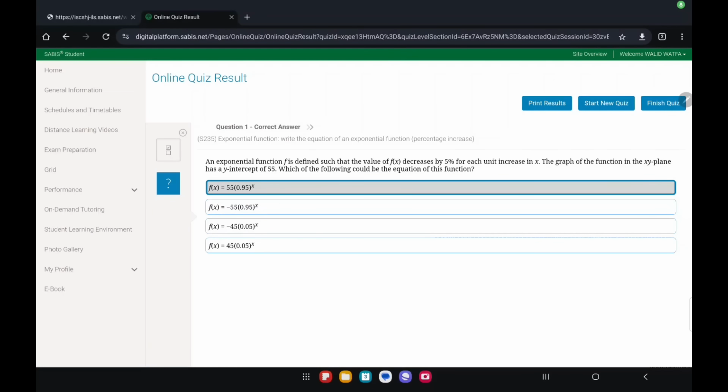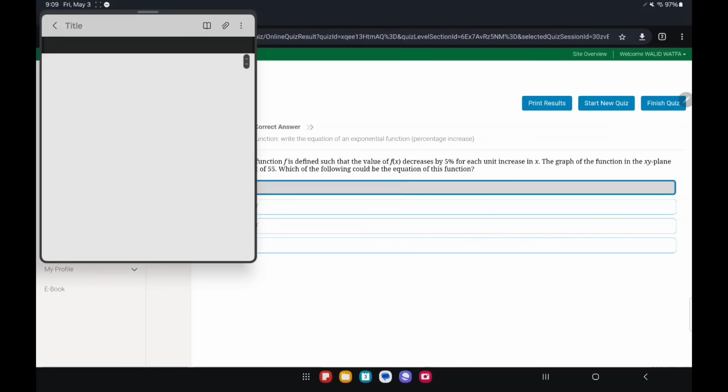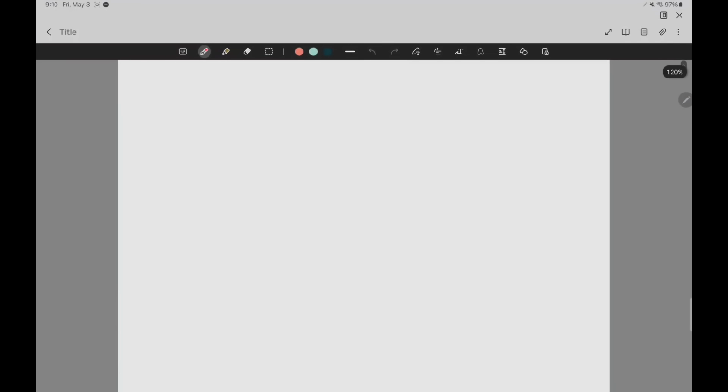Okay, this is the term 3, week 4, math C8. Most of it is new, but there are some questions repeated from last week. It mainly is about the exponential functions.